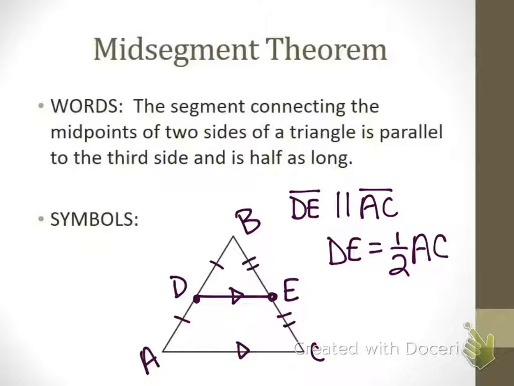That is only true if these points D and E are midpoints of the sides. So if we don't know that D and E are midpoints, or that these pieces on the sides are congruent to each other, then we don't know this stuff to be true. This only works when we have a mid-segment.